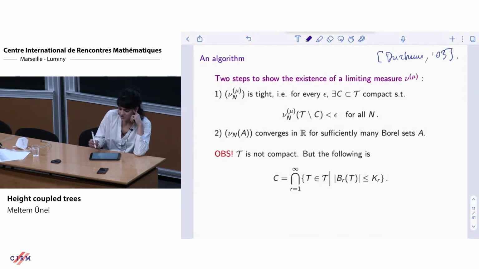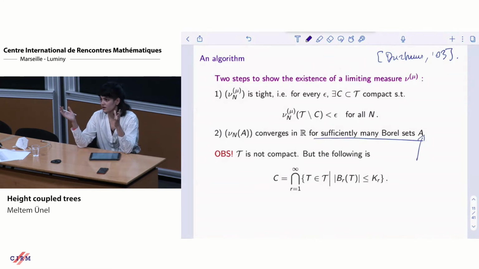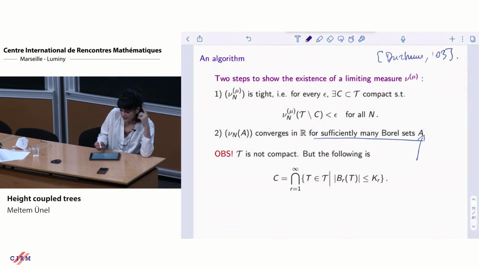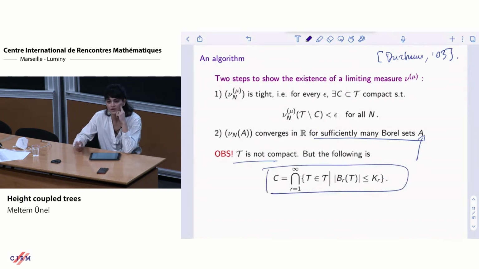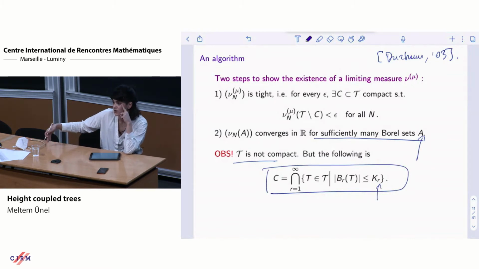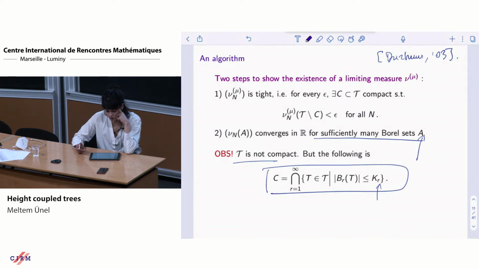And by sufficiently many Borel sets here, I mean the set of balls, for the reason that we talked about before. I just want to emphasize that the set of trees T is not compact, but there are compact subsets of it if I choose the K_R to be sufficiently large positive integers. Then I can actually prove tightness, and I'm going to say how we prove it in a moment. I just want to emphasize one thing.